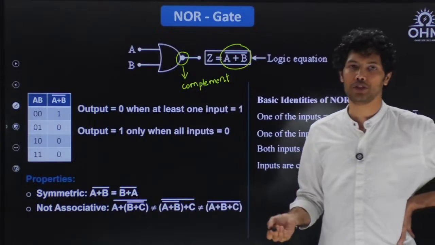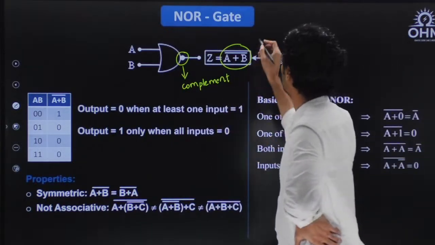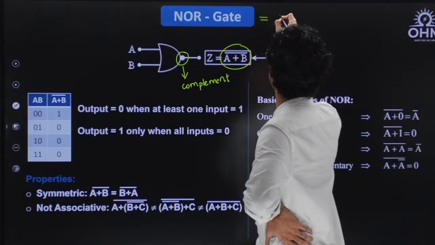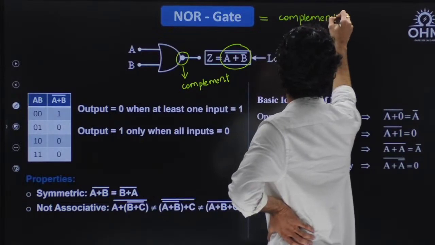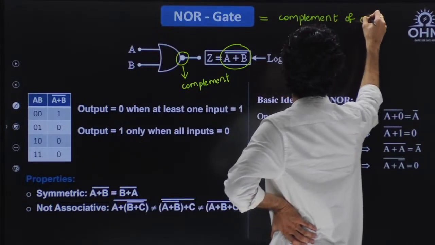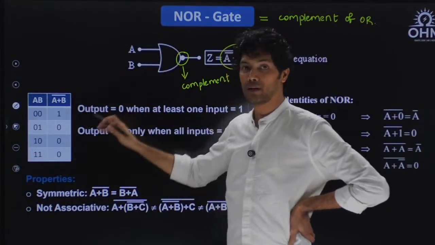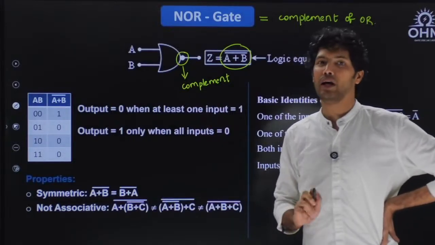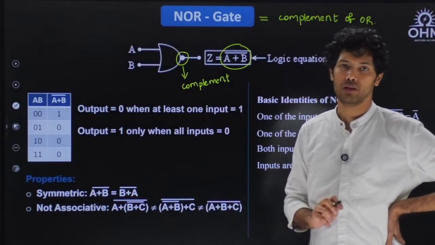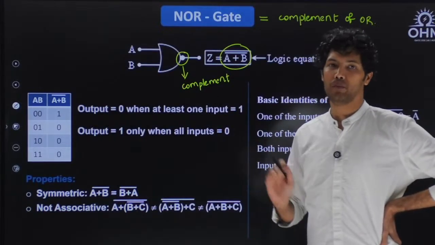A plus B is the OR operation, and the complement of that is nothing but A plus B whole bar. And like I have told, NOR is always equal to the complement of OR. Since it is A plus B whole bar, the functionality in the form of a statement is: if you have at least one input which is 1, then the output straight away becomes 0.